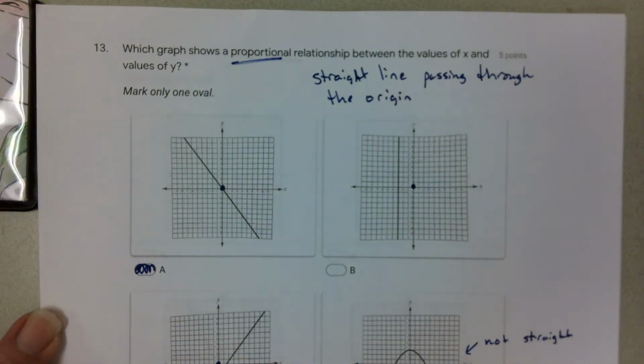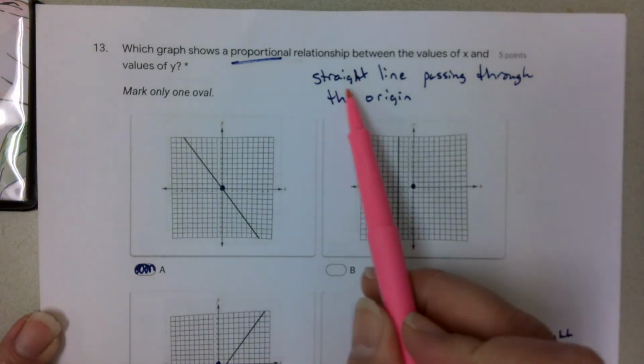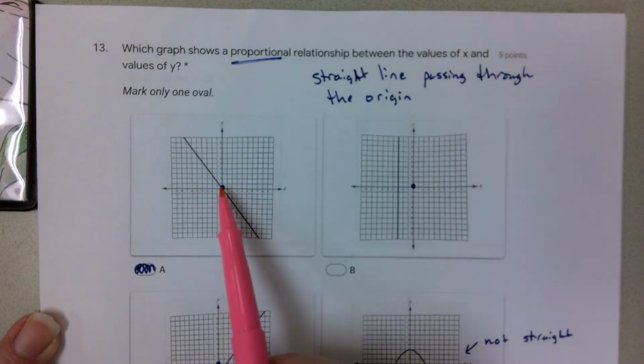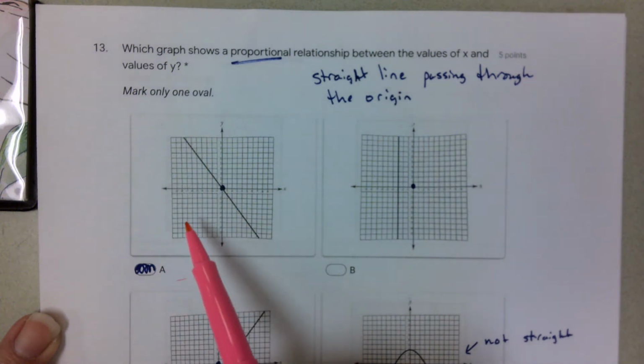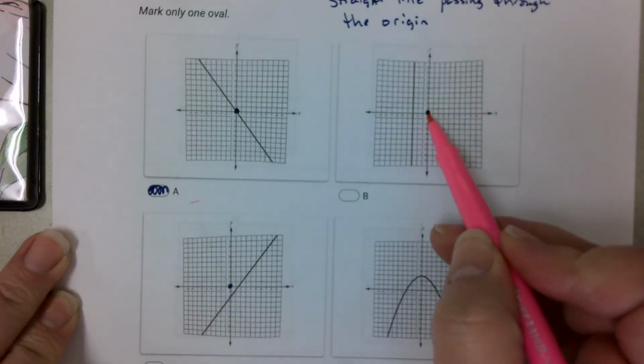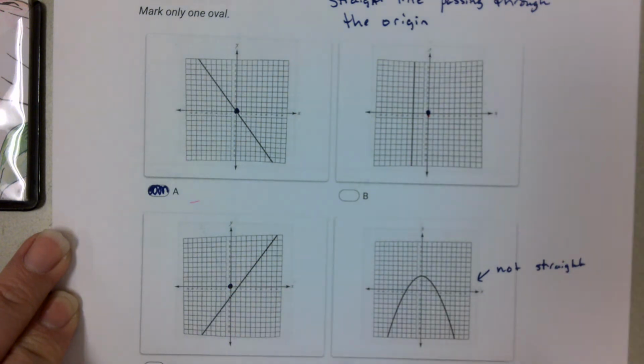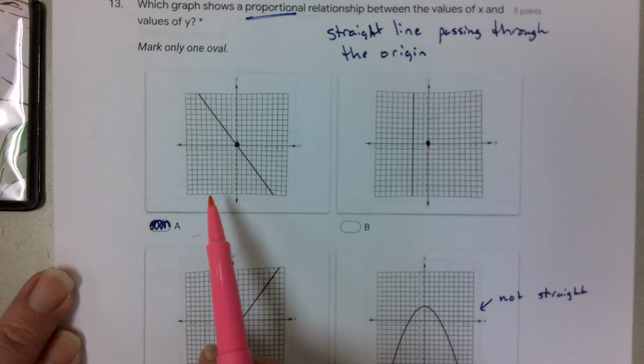Which graph shows a proportional relationship between the values of x and the values of y? Again, we have to have a straight line passing through the origin. Here's our straight line passing through the origin. Doesn't pass through the origin. Doesn't pass through the origin. Not a straight line, and it doesn't pass through the origin. Our correct answer for that was A.